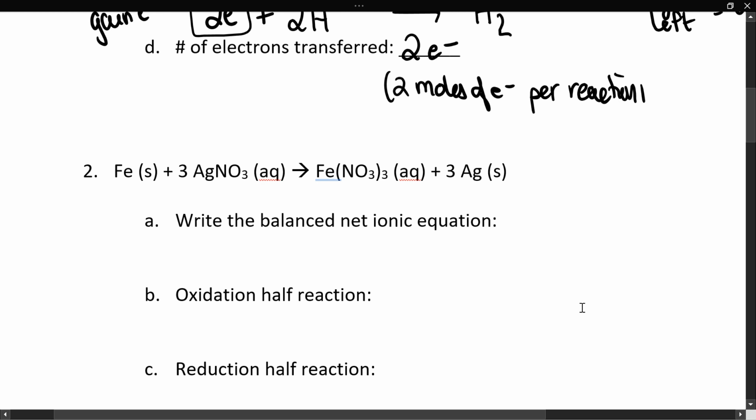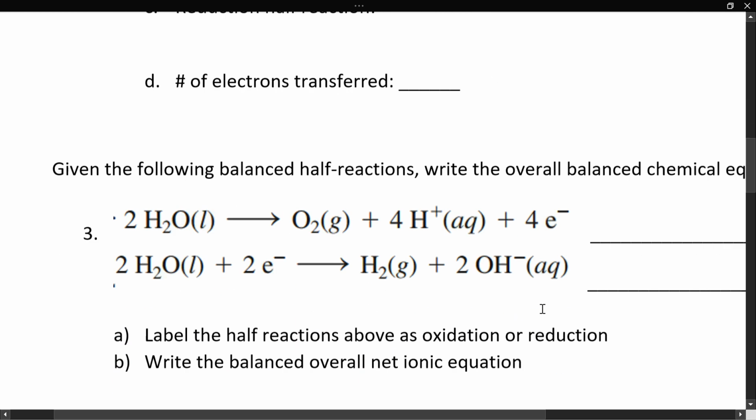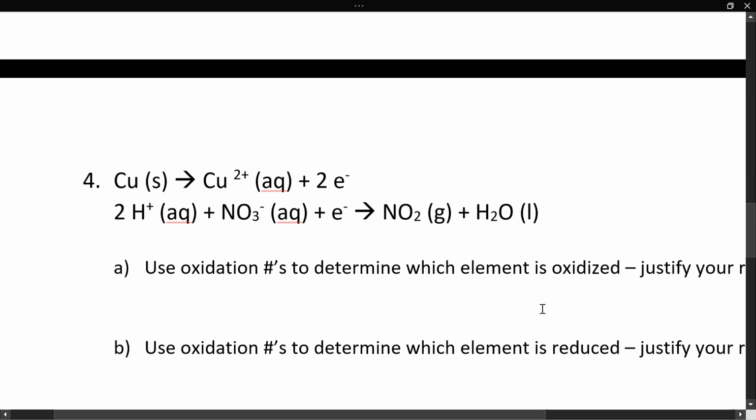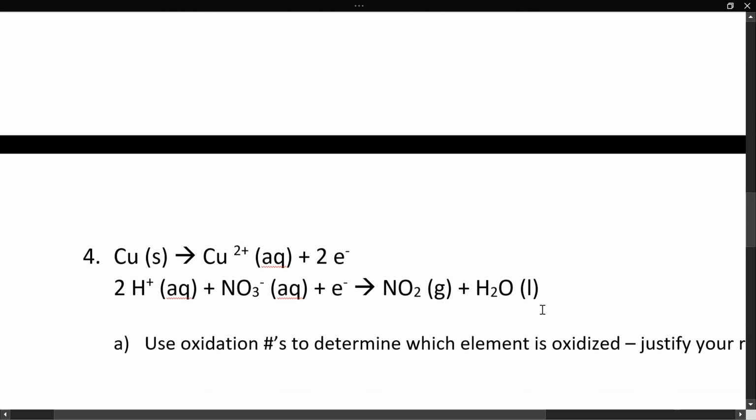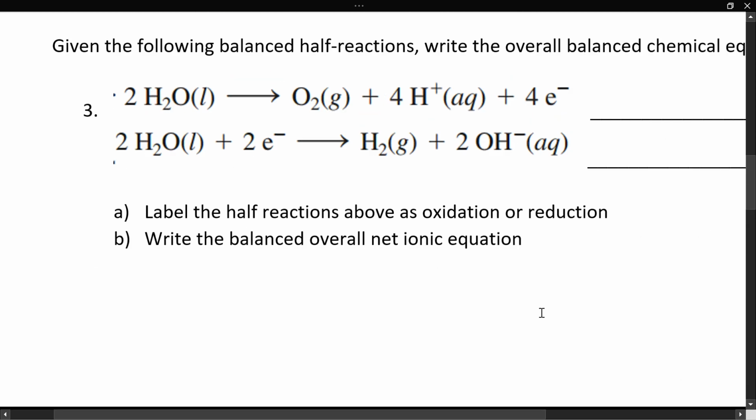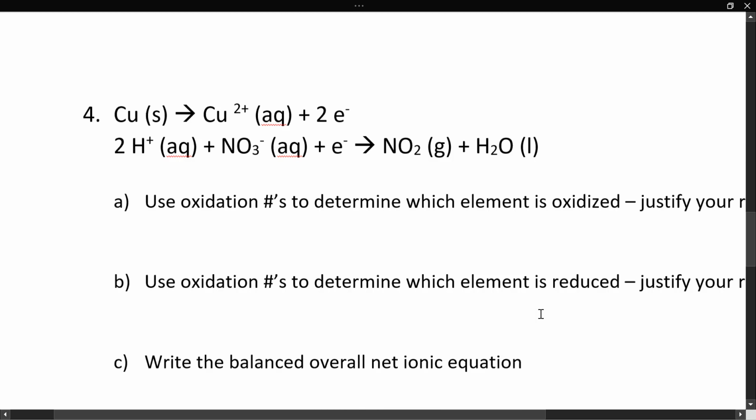So let's look at another. Example 2 is similar to example 1. Then let's look at an example where you are adding up the reactions instead. So let's do this one right here.